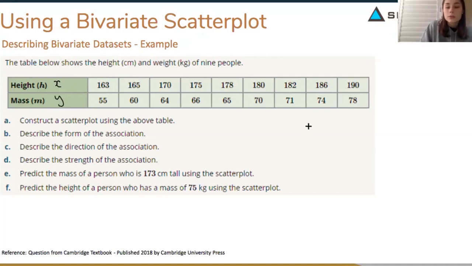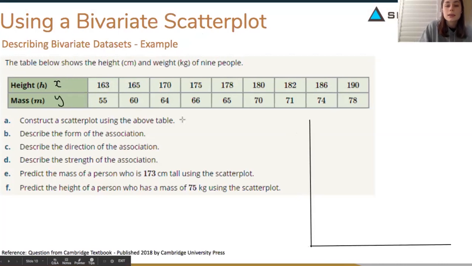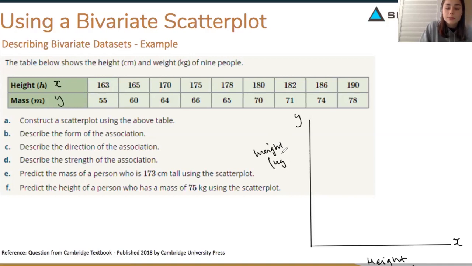All right, so a scatter plot, as you know, we have our Y and we have our X axes. I'm going to write that on there. So we have our Y and we have our X, and I'm going to label them. So our X is height in centimeters, and we have our weight in kilograms. All right, now I need to plot the points.